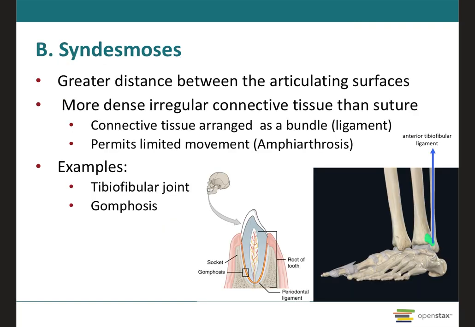The next type of fibrous joint is what we call a syndesmosis, where syndesmo means band or ligament, and it will differ from the suture by having a greater distance between the two articulating bones, and therefore it will have a more dense irregular connective tissue that's going to be arranged in a bundle between them. Therefore, this joint will permit limited movement, which is considered an amphiarthrosis.